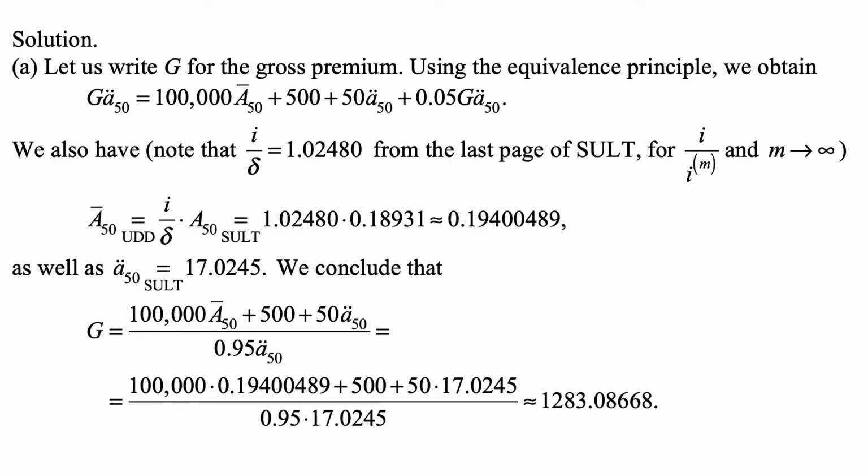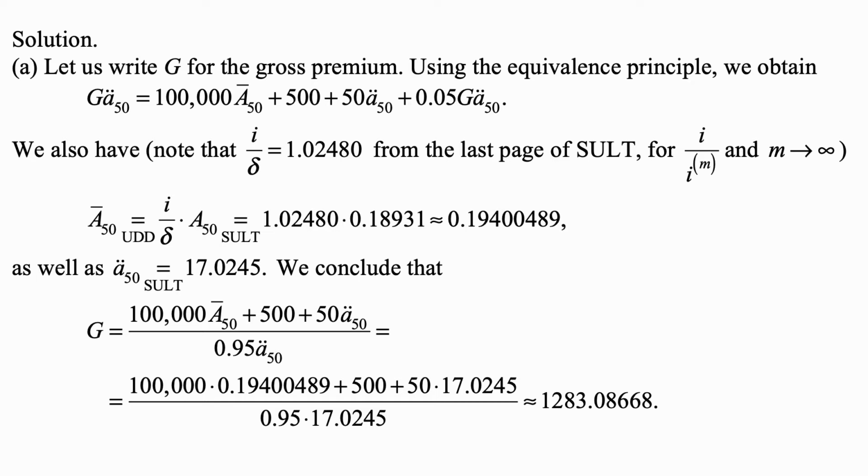Part A. So let's write capital G for the gross premium, which is a standard notation. Using the equivalence principle, we write that the actuarial present value of premiums, so G A double dot 50, is 100,000 A bar 50, that's the cost of life insurance, plus 500, the setup expense, plus 50 A double dot 50, which is the recurring annual expense, plus 5% of premium recurring in the first year and every year, so 0.05 G A double dot 50.